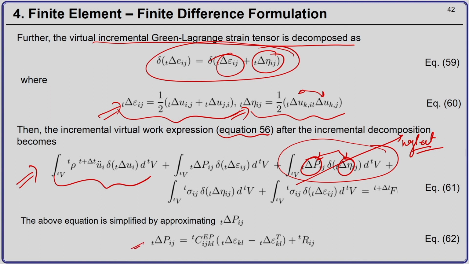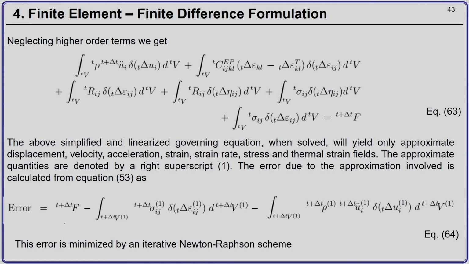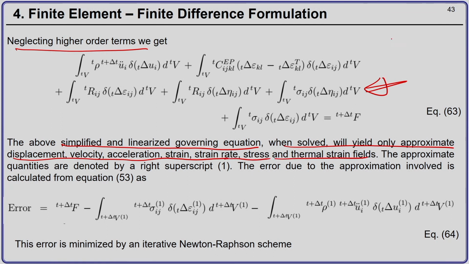And then we can use the following approximation, which is the approximation that Bathe uses: t delta P ij is equal to Cij KL EP delta epsilon KL minus the thermal part plus R. With this, and neglecting the higher order terms, you will get the following simplified and linearized governing equation. This equation when solved will yield only an approximate displacement, velocity, acceleration, strain, strain rate, stress and thermal stress field. So everything is inbuilt here.